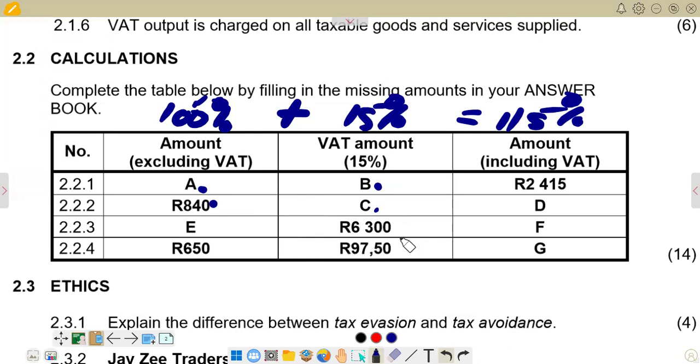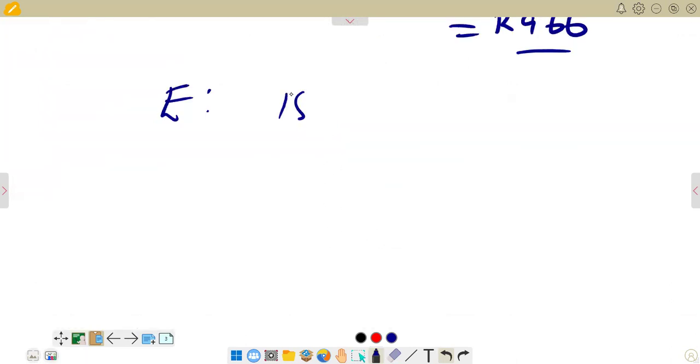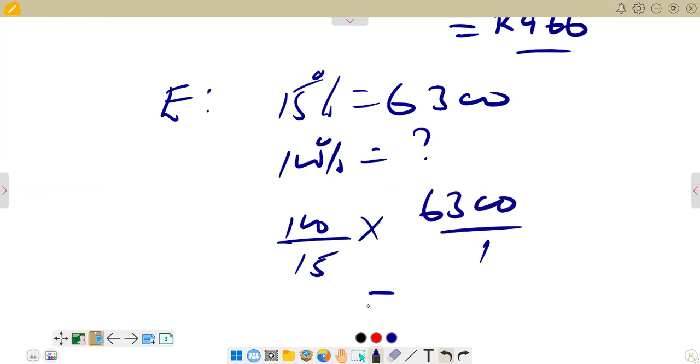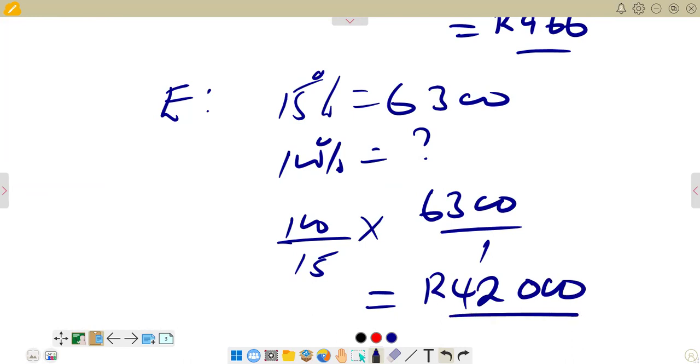So if you come here, 15% is equal to 6,300. The figure that we are looking for is 100%, so this is the question mark. What we don't have, 100, is the numerator, and what we have, 15, is the denominator. Then we multiply by the given figure. We see what we get there: you are going to get 42,000. So 42,000 is the answer.